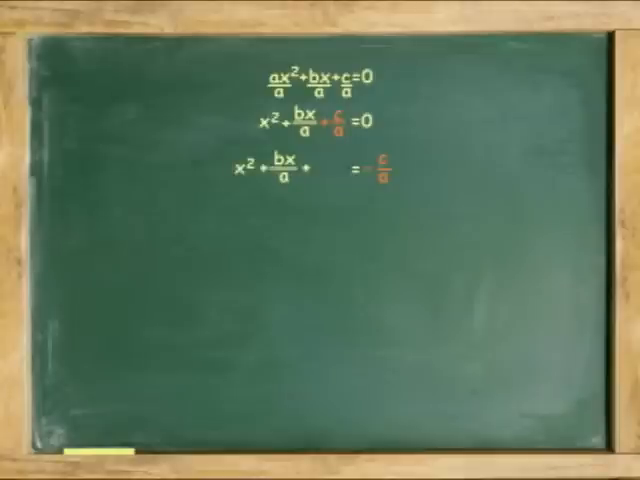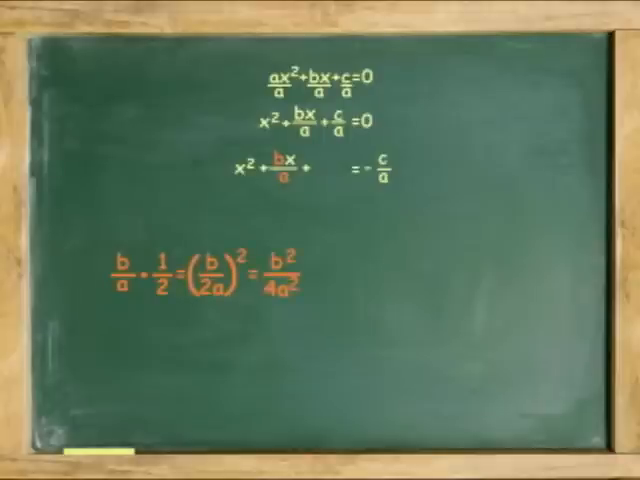Step 3. Take 1/2 of the middle term, b over a, and square it. Complete the trinomial square with this expression by placing it into the empty space. 1/2 of b over a is b over 2a, and b over 2a squared is b squared over 4a squared. Because b squared over 4a squared was added to the left-hand side, then b squared over 4a squared must be added to the right-hand side.